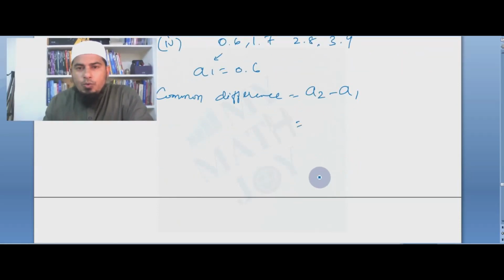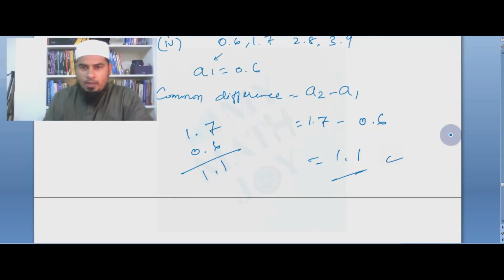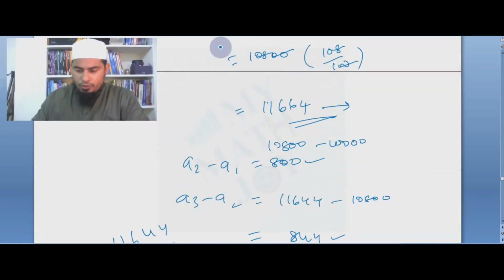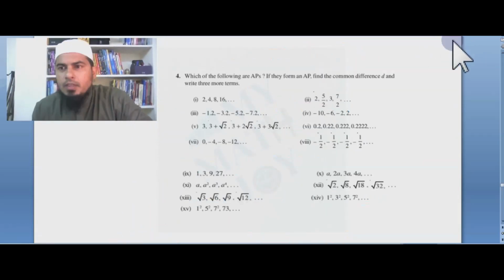What is A2? 1.7. What is A1? 0.6. We need to do subtraction. In this way, if we do, we'll get 1.1. In this way, we need to find the common difference. Okay, let's move on to the next bit of our first exercise.